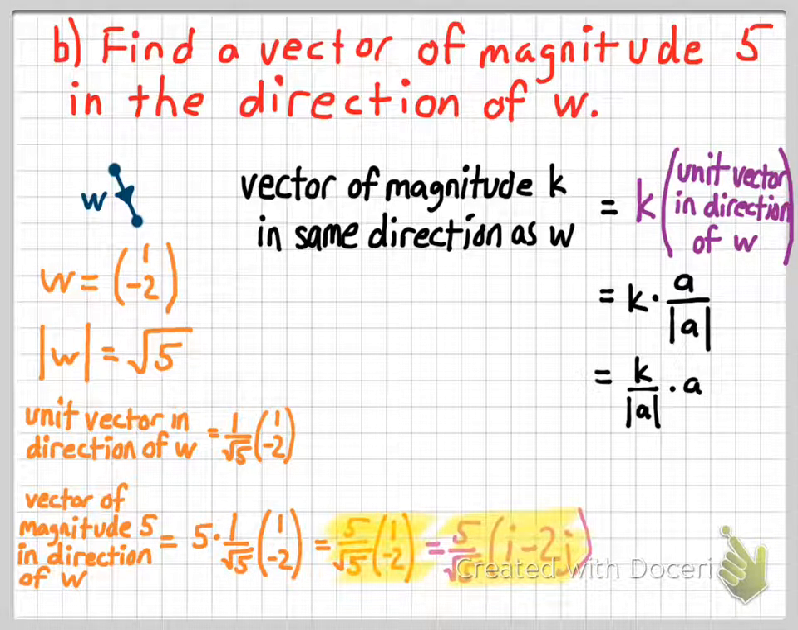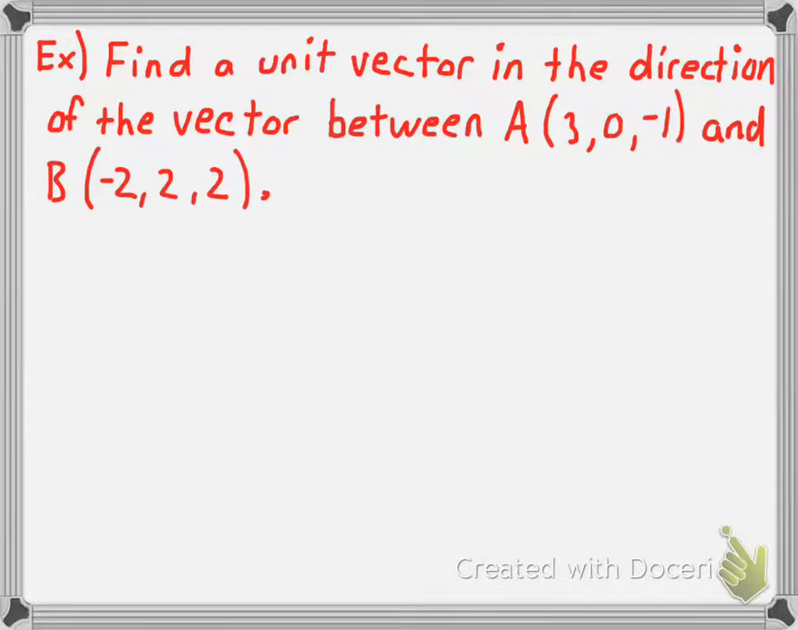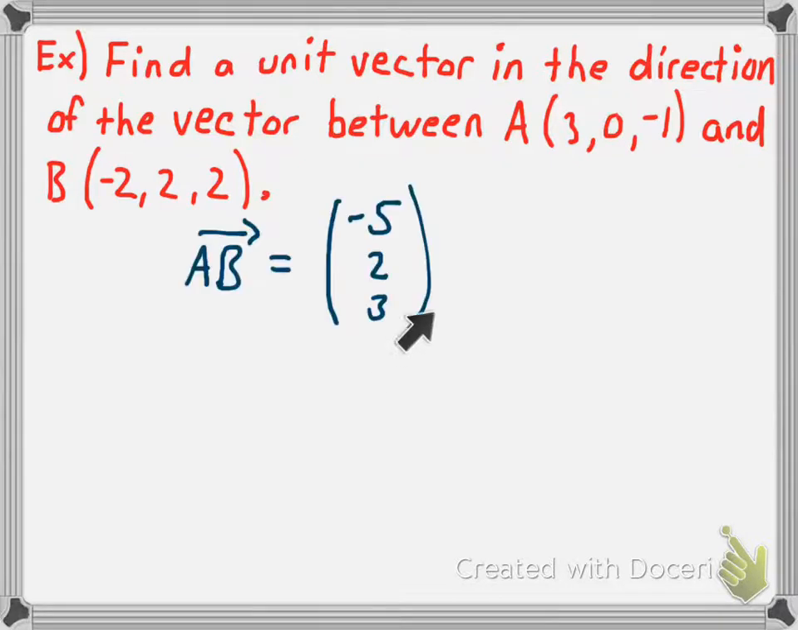All right, so some problems involving unit vectors in the direction of something. I want you to find a unit vector in the direction of the vector between these 2 points here, meaning you need to find the vector between A and B, then find a unit vector in that direction. Go for it. There's the column form of vector AB. Remember to do B minus A in order to figure that out.